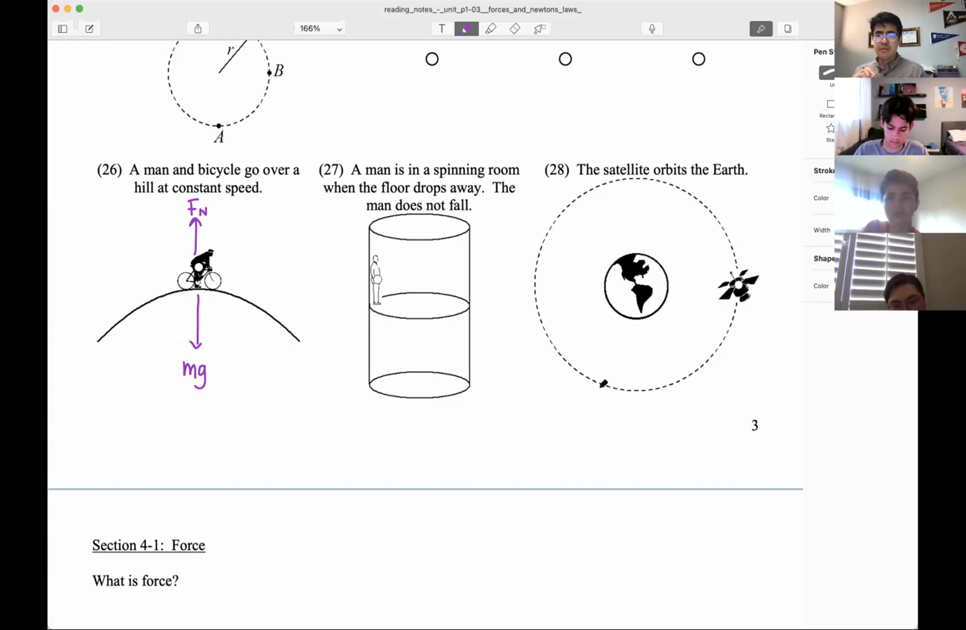Friction. Friction, a satellite, somehow the Earth. Remember, friction is a contact force. Two things have to be touching each other. Oh, satellite. This is a non-contact force. So gravity? Gravitational force, right? Just the one force due to gravity here.